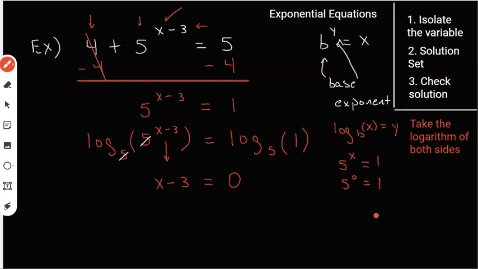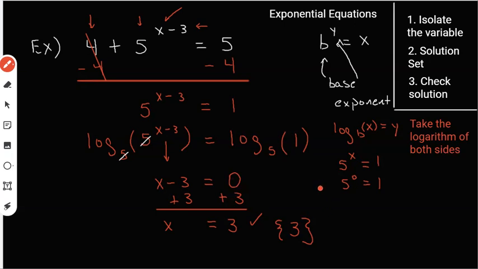So now I have a simple equation, x minus 3 equals 0. I'm going to add 3 to both sides to get rid of that minus 3. Then I'm left with x equals 0 plus 3, which is 3. And I'm done. I'm going to put 3 inside my solution set. So for this equation, x would have to be 3 for it to work.